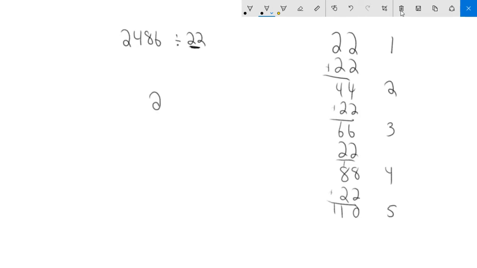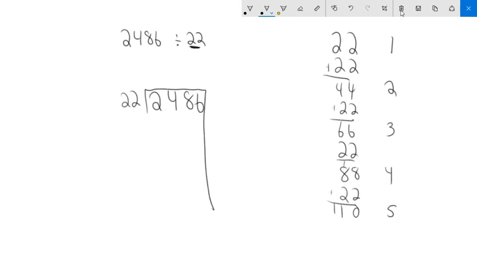So when I write this out, 2,486 being divided by 22, okay? What I'm going to do is slowly look for the largest multiple that I can that's going to be close to this number. So I'm looking for what can I multiply 22 by to get close to this. I'm not going to get close to 2. That's impossible. But with 22, I can get close to 24.